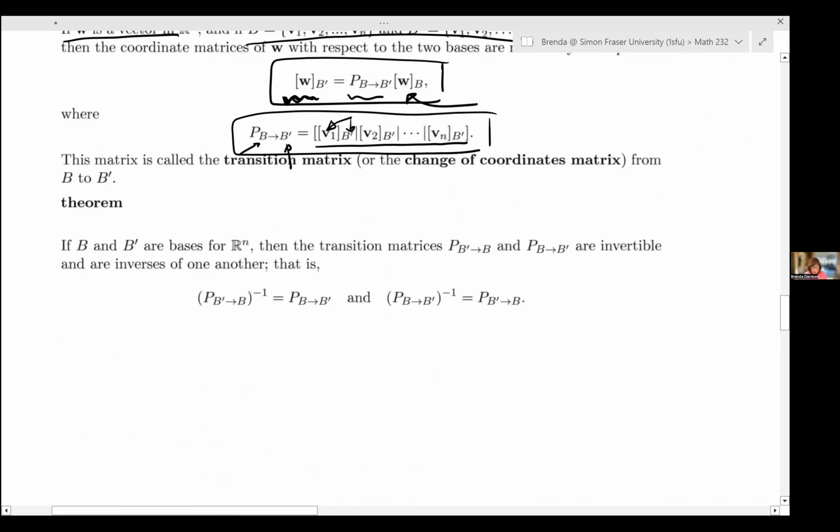All right, we have a small theorem here, which we will just make use of. It is obvious, I think, and it's not hard to prove. The theorem is telling us that if we have two bases, and we have a transition matrix going from B prime to B, and we have a transition matrix going from B to B prime, then those two matrices will be inverses of one another. This should be unsurprising. If you change from one basis to another, then you can change back. That's all it's telling you. You can go back.